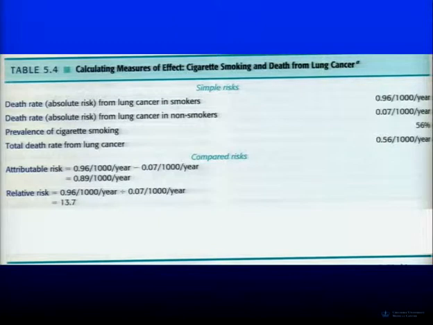So this is just giving an example. If we were looking at the absolute risk of lung cancer in smokers, 0.96 per thousand per year. In non-smokers, it's 0.07 per thousand per year. The total death rate from lung cancer is 0.56 per thousand per year. So if we do the attributable risk, it's going to be 0.96 minus 0.07. So you always have to get rid of that background risk for attributable risk. So it's the difference, the risk difference. And the relative risk is the ratio here. And it would be 13.7 in this example.